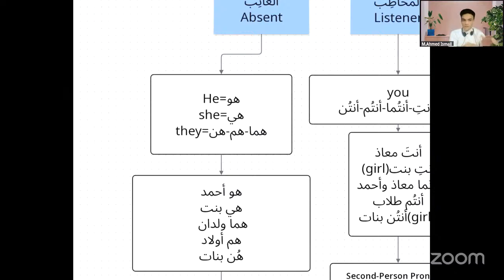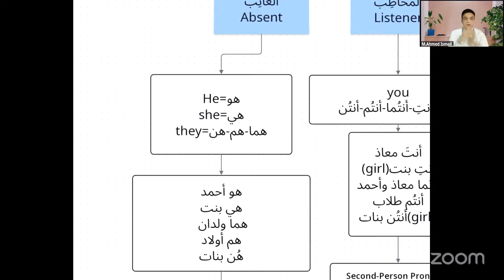So huwa in general is for any mudhakkar, even if it's a thing or animal, and hiya is also for any muannas, even if it's a thing or animal. So I can say hiya qitta, like it's a cat. And I can say also huwa kalb, like it's a dog, so it's okay. And of course I can say huwa Ali and hiya anything, like hiya Zainab, for example.